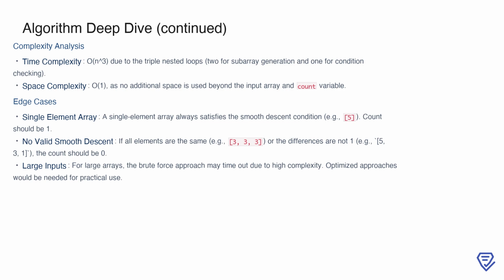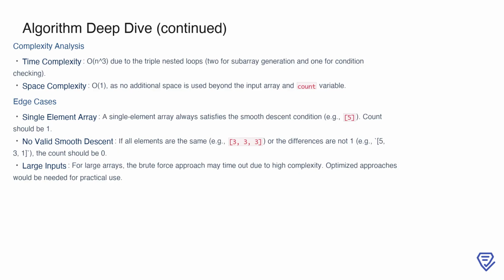Several edge cases highlight the importance of robust condition checking. For example, a single element array, such as [5], always qualifies as a smooth descent period, so the count should be 1. Conversely, if the array contains no valid smooth descents, such as [3, 3, 3] or [5, 3, 1], the count should be 0.